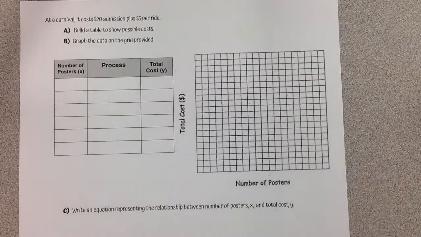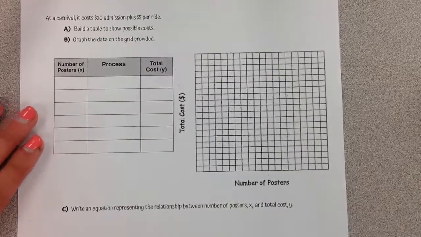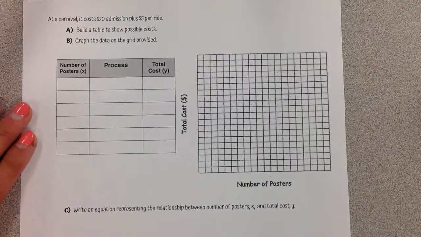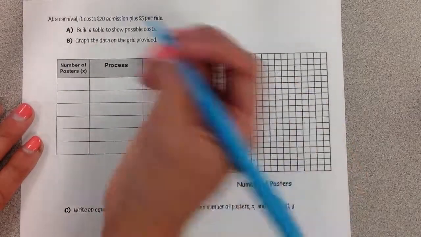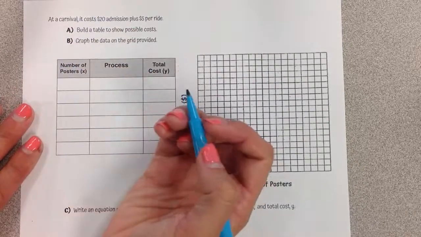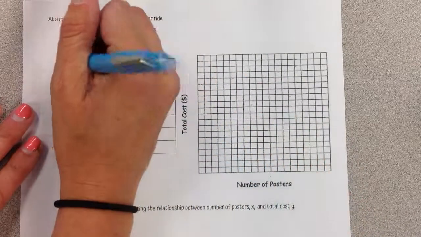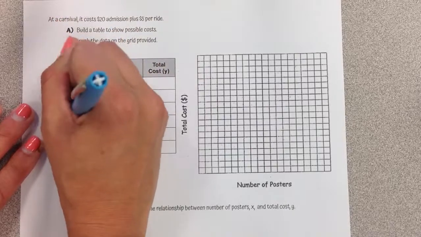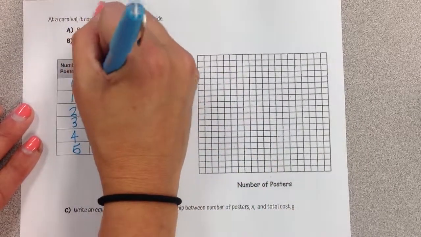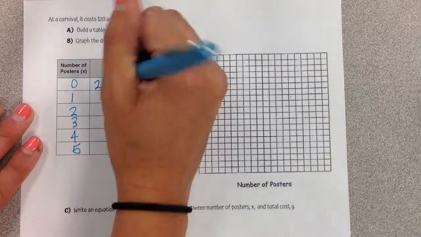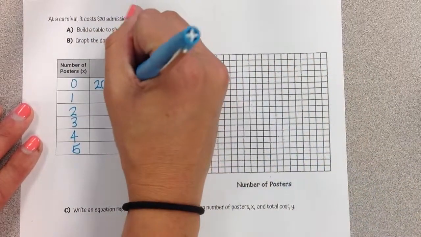Now we're going to look at one example tying this together. At a carnival, it costs $20 admission plus $5 per ride. Build a table to show the possible costs. Then graph the data on the grid provided. So basically what we're going to do is plug in values for x. I'm just going to plug in 0, 1, 2, 3, 4, and 5. So we know that it's $20 plus $5 times whatever that x value is.